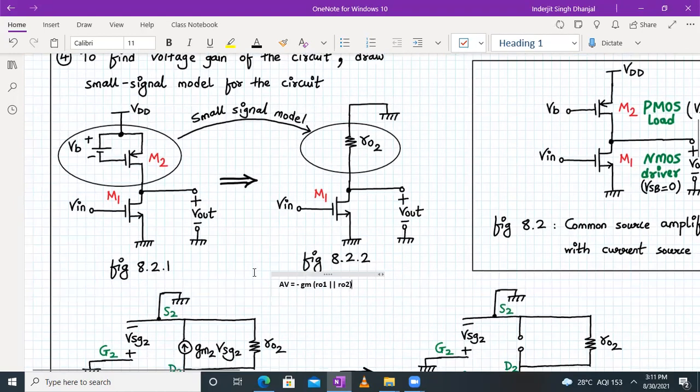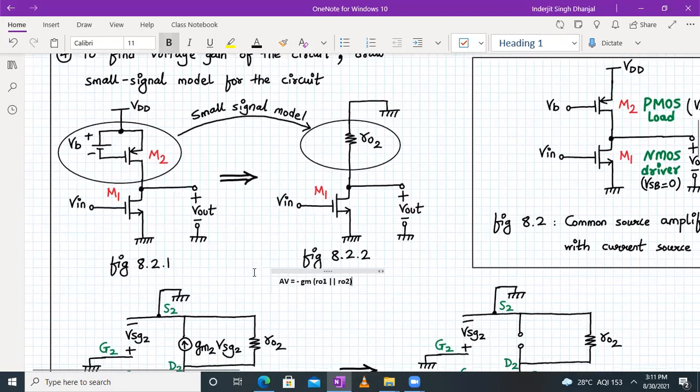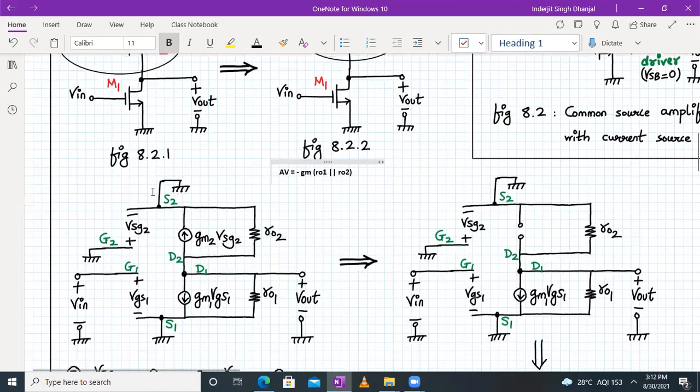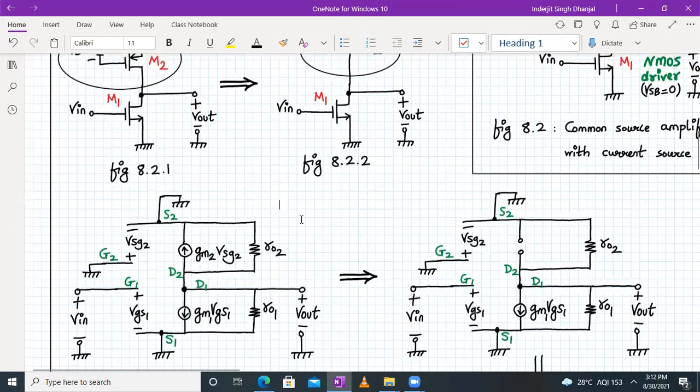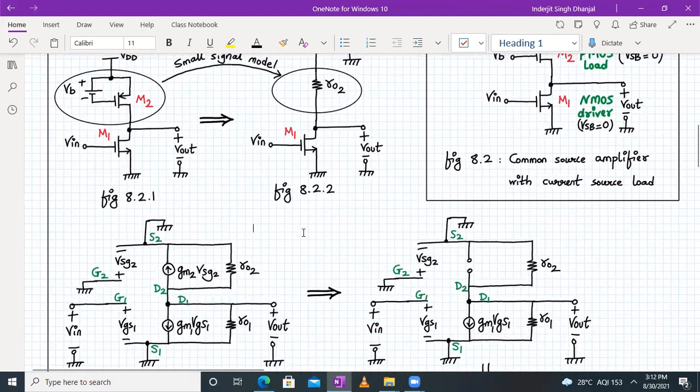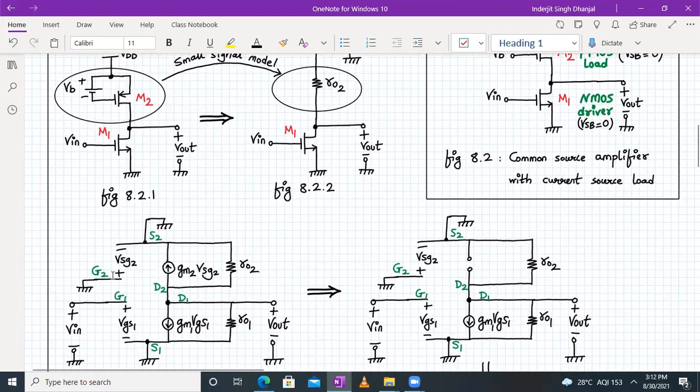Now let's formally derive it. How do we formally derive this? Draw the small signal model for M1 and M2 separately and join them together. So concentrate over here, please. Let me select this part and cancel it out, and let's formally derive it now. Let me keep these two screens open now. So first we'll draw for the M1 transistor.